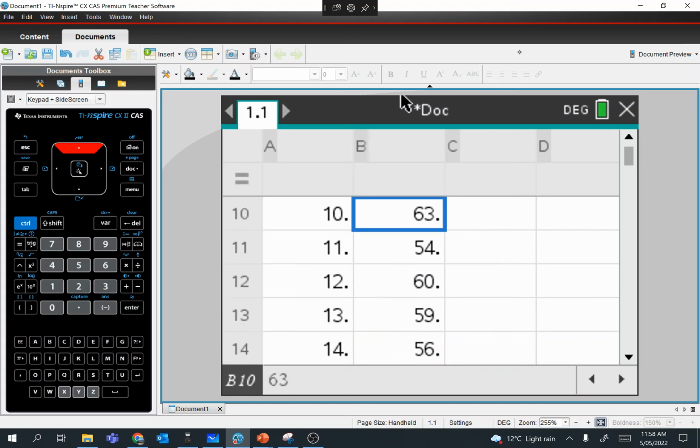All right, so you might want to pause the video now and go ahead and enter the data into your calculator so that you can also get the linear regression and see if you can match the one that I get. I'll give you a chance to do that now.